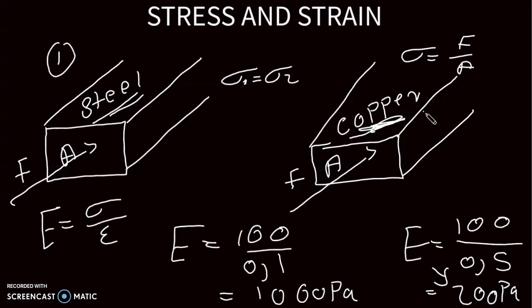If we were to compare two objects and we are given the Young's modulus of each object, we can say that the object that has the smaller Young's modulus will be less strong compared to the other object.